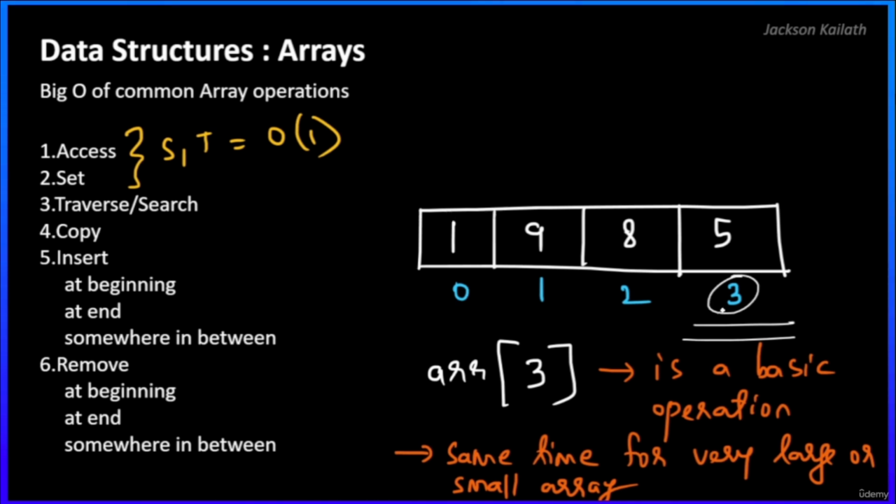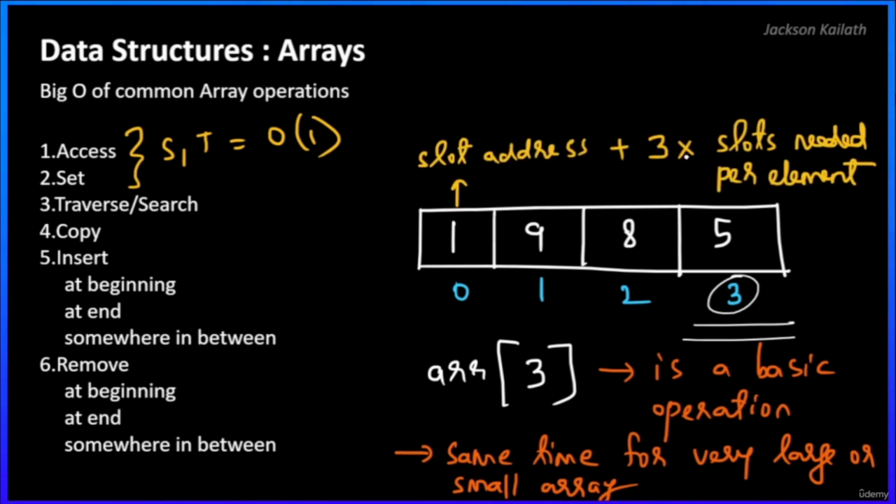So if we want to access the value at index 3, we will take this slot address, and then to that we will add 3 times the slot addresses needed per element. So directly we can come over here without traversing the array. So that is why accessing and setting values in an array is a constant space and time operation. We are not traversing the array for this.